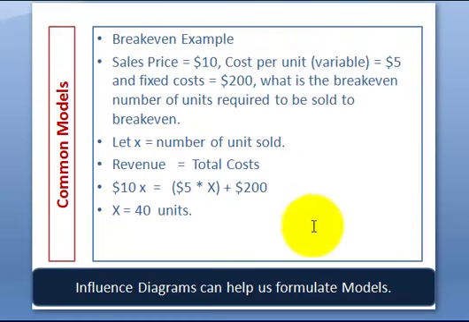If we did an example, if the sales price was 10, cost per unit is 5, and fixed cost 200, we could let x equal the number of units sold. So 10x equals our revenue, 5 times x plus 200 equals our cost. By setting those equal to each other and solving for x, we find that the break-even number of units is 40.